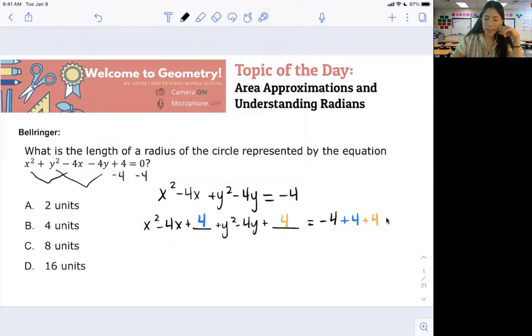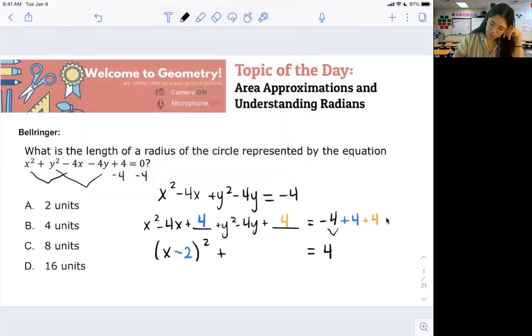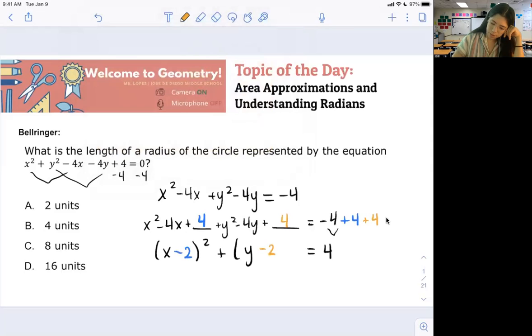We can combine on the right side and factor out on the left side. So on the right side, -4 plus 4 is 0. Add another 4 to that, you get 4. On the left side, I get x, what goes in here? I don't want to give it away. Good, -2, the magic number, squared. Same thing here. The magic number goes here, squared. And now we have our final equation.